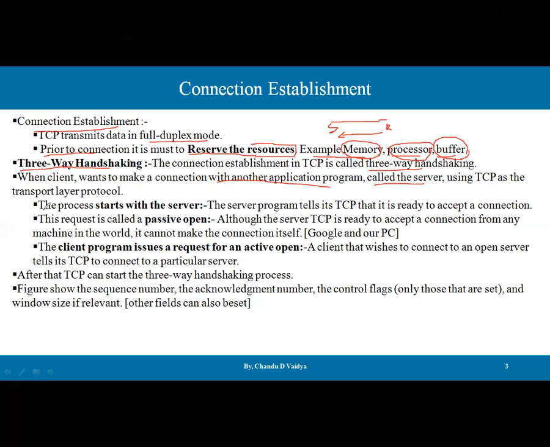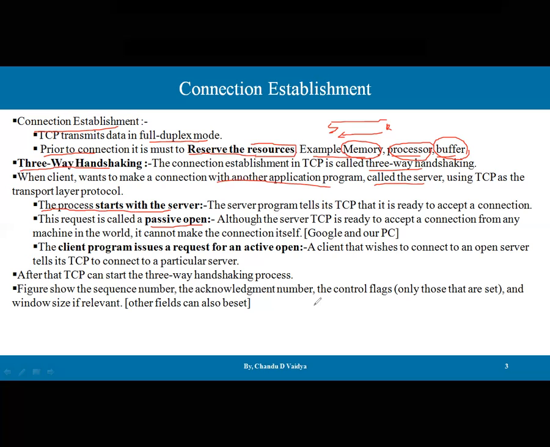Very first, the process starts with the server. The server program tells its TCP that it is ready to accept the connection. This request is called a passive open. Although the server TCP is ready to accept the connection from many machines in the world, it cannot make the connection itself. So the server cannot make the connection itself.